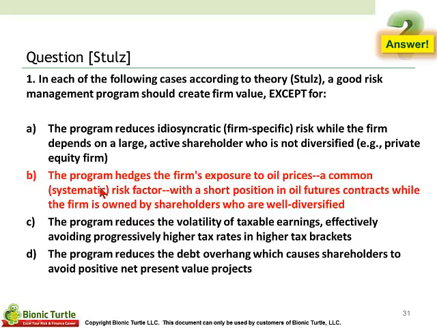This is where risk management, in theory, should not be able to create firm value, and that's because this firm is owned by shareholders who are well diversified. So that fits into the picture of perfect financial markets. And basically, Stulz says when markets are perfect, including shareholders who are well diversified, that risk management doesn't have an opportunity to add value, either through reducing idiosyncratic risk because shareholders won't pay for that, or through systematic risk because in theory the cost should be equal to the benefit here.